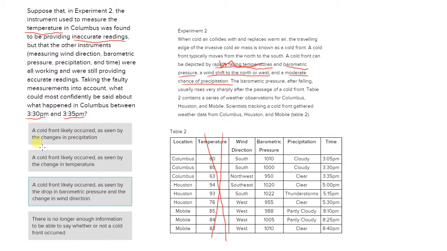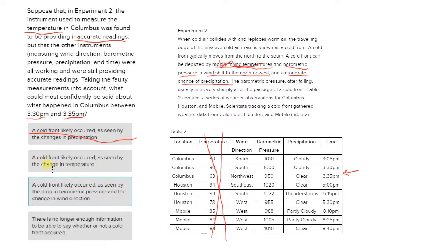The first: a cold front likely occurred as seen by the changes in precipitation. We're looking right here, between 3:30 and 3:35. If a cold front went through and we could tell by the precipitation, what would happen? It would be a chance of precipitation. But actually, the precipitation here goes from cloudy to clear. There's no precipitation happening. That would not indicate the passage of a cold front, so we can eliminate that answer.